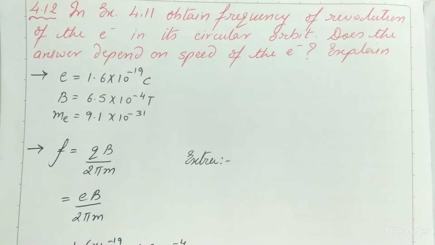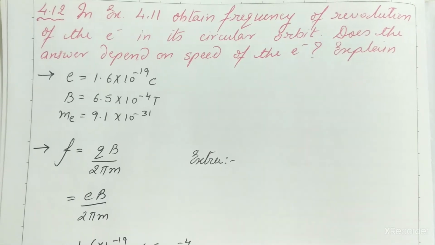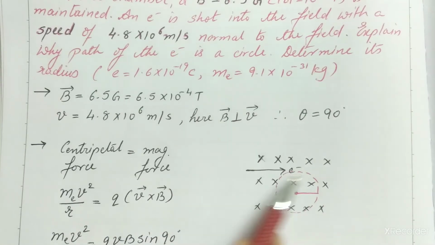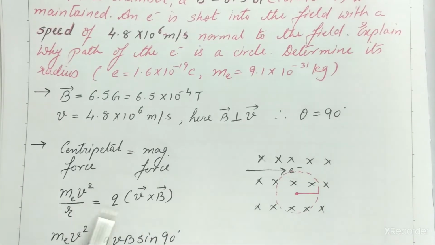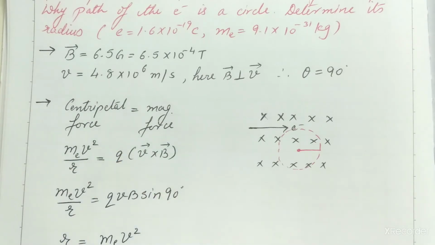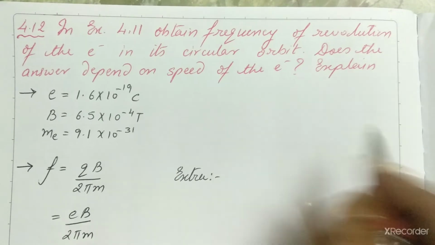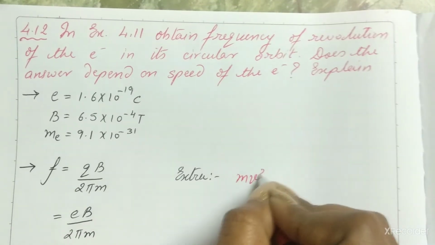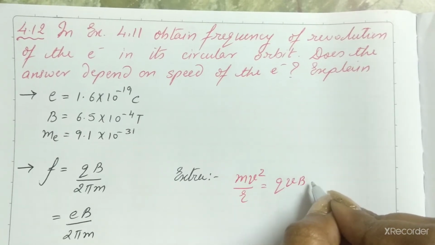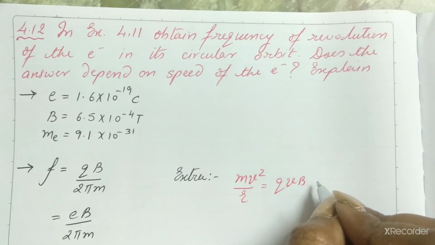See, we know the concept over here that whenever a charged particle enters perpendicularly in a uniform magnetic field, then the magnetic force will be acting as centripetal force. So I will be using the same formula to obtain the formula for frequency. So you can write here mv squared by r is equal to qvB sin theta, but theta is 90 and sin 90 is equal to 1. So I'm not writing it over here.